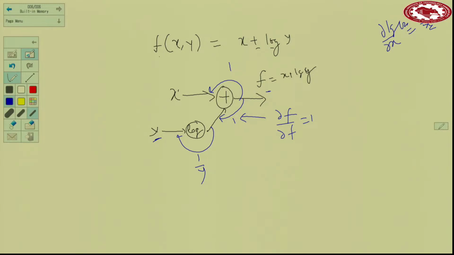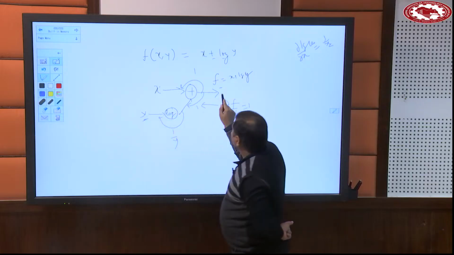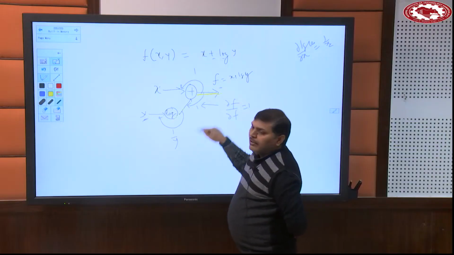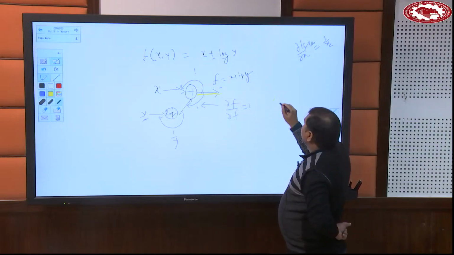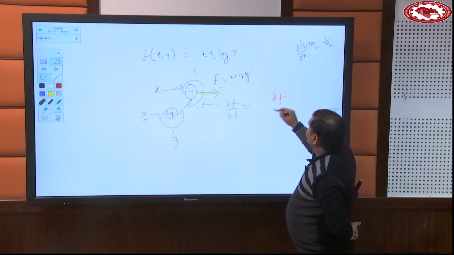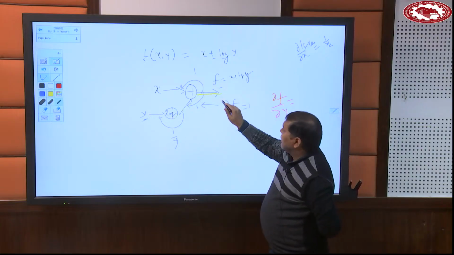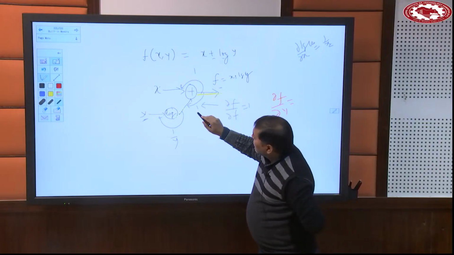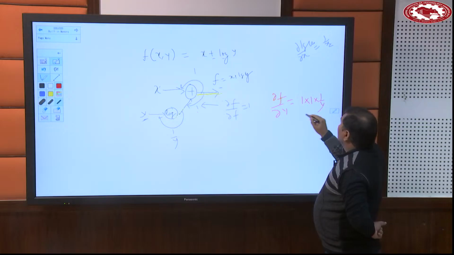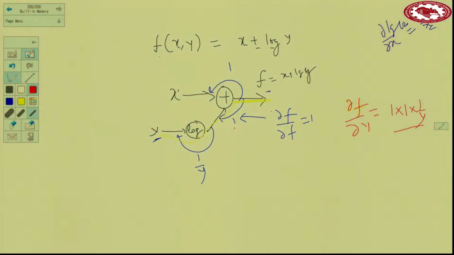So, if we want to compute the gradient of this output with respect to this variable, we just say that whatever gradient comes on this path, we just multiply all the values. So, what is the gradient of f with respect to this y? You just multiply all the gradients. So, it is 1 into 1 into 1 by y, it is 1 by y. Is it clear?